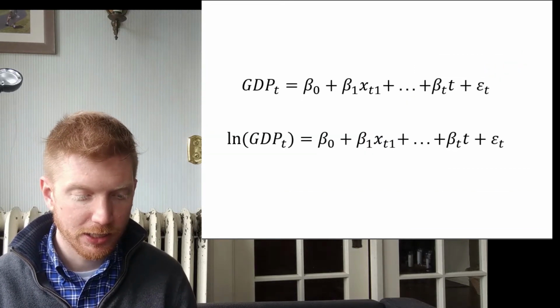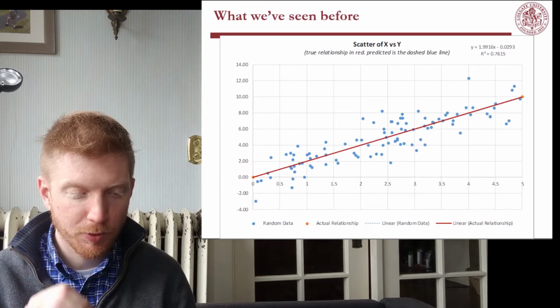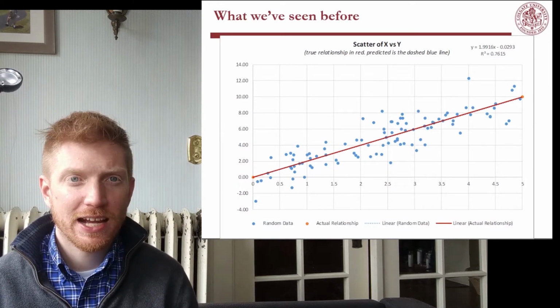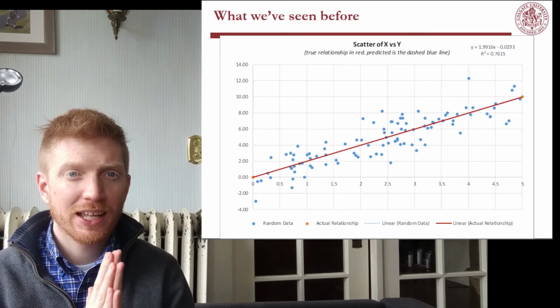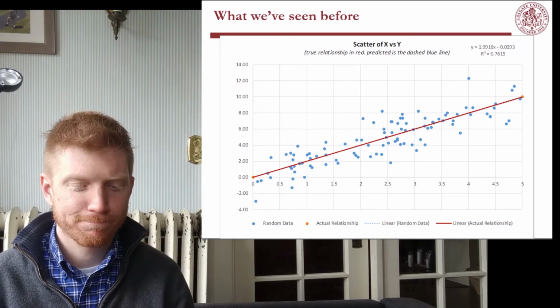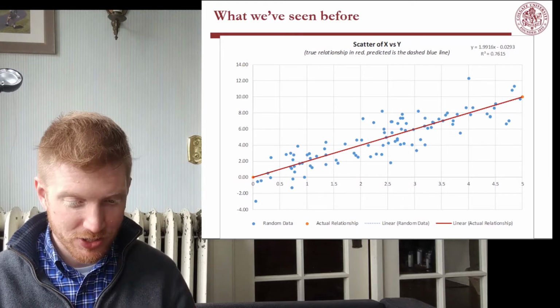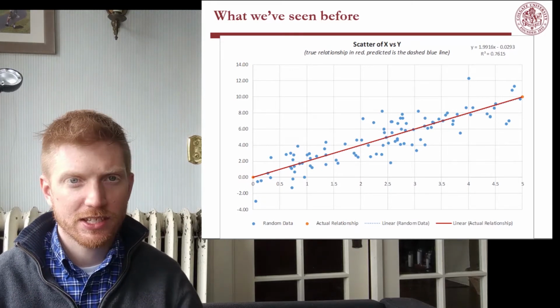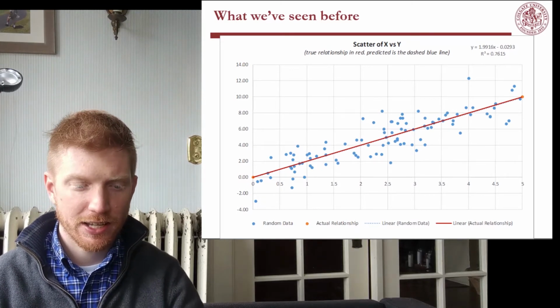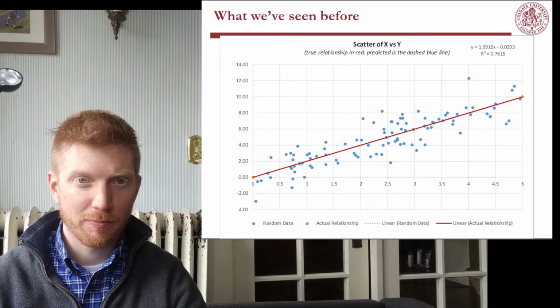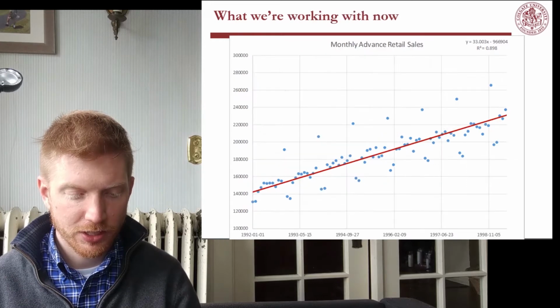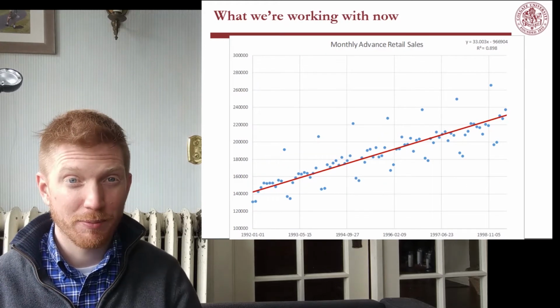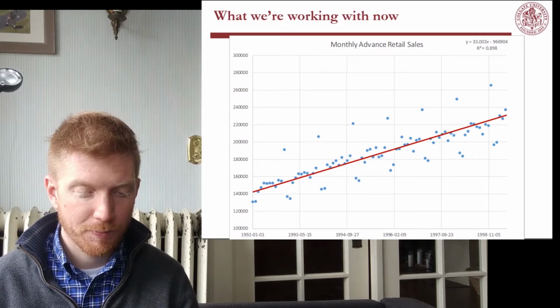We could again look at a regression output, but what I want to emphasize is how, even though this looks like things that we have seen before, it is not the same. So I'm going to show you what we've seen before. This is a scatter plot of x and y. This was sort of made up data here with noise. It looks similar to a scatter plot of time and y.